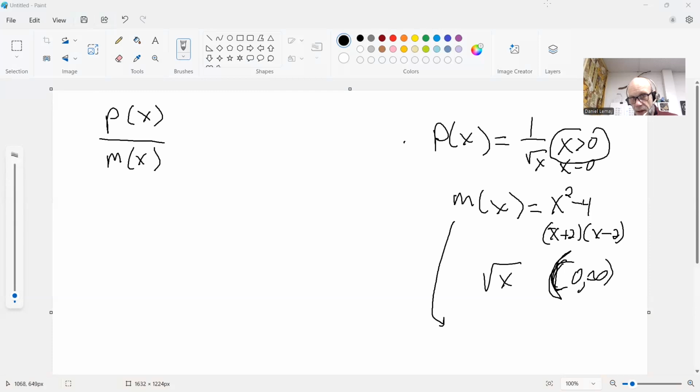Let's do it this way. Rather than thinking about the graph, let's just make a table. So -2 is a 0 for M of X, and +2 is a 0 for M of X. And if I plug in a number smaller than -2, like -10, let me get a pointer going. That might be better than the mouse. There we go. If I take a negative number like -10, square it, it's going to be a big positive number, minus 4, so this will be positive here.